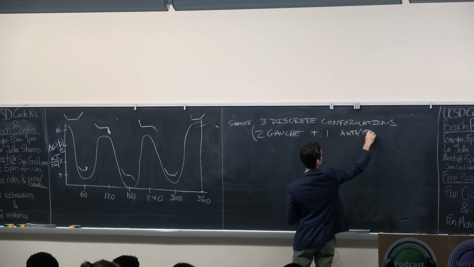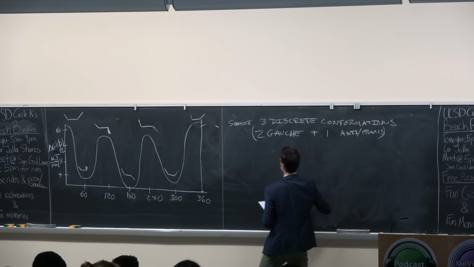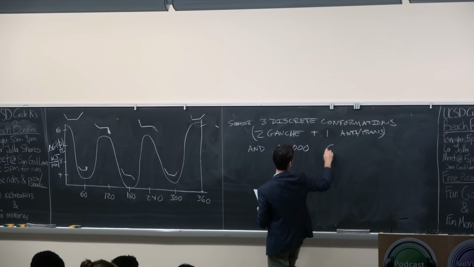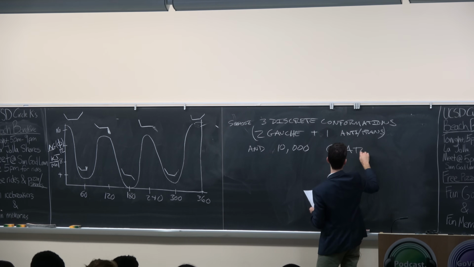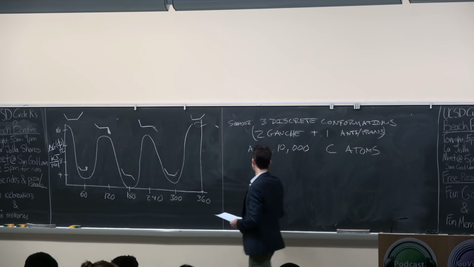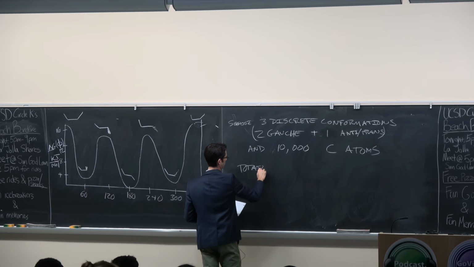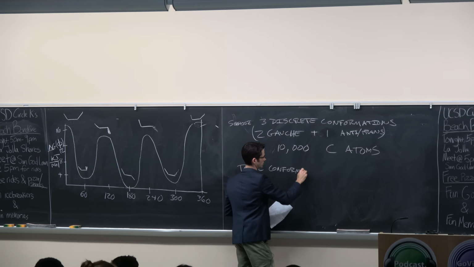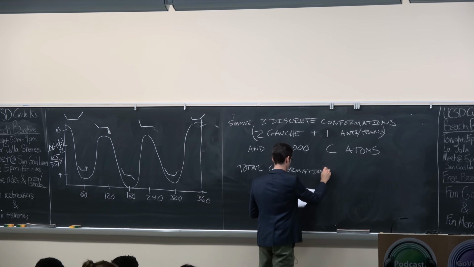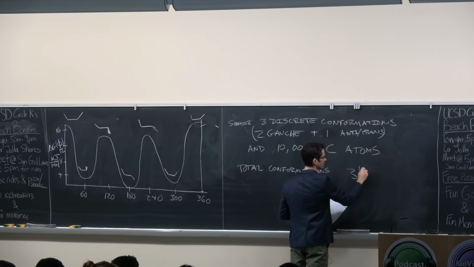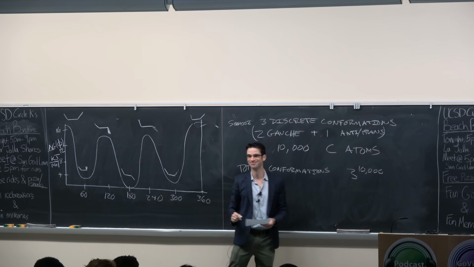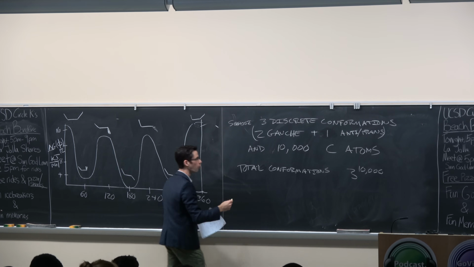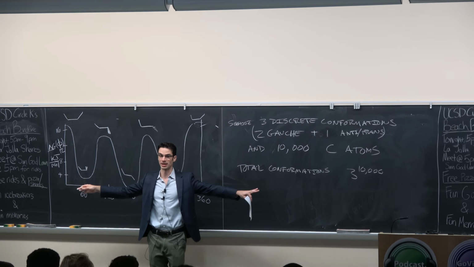or trans conformation, and you have a system with 100,000 or 10,000 carbon atoms. Your total conformations are 3 to the 10,000, only one of which is all trans.